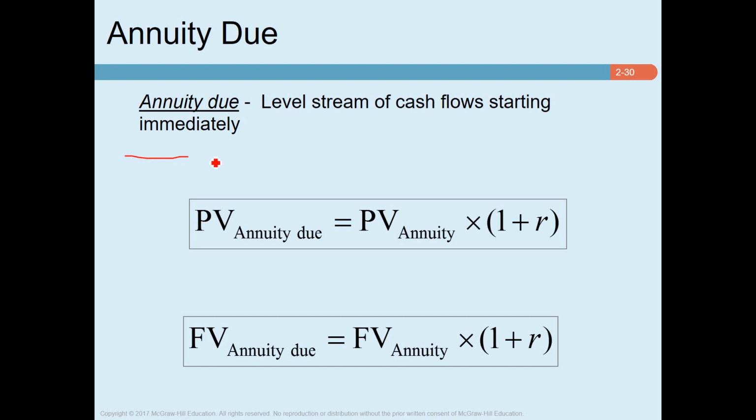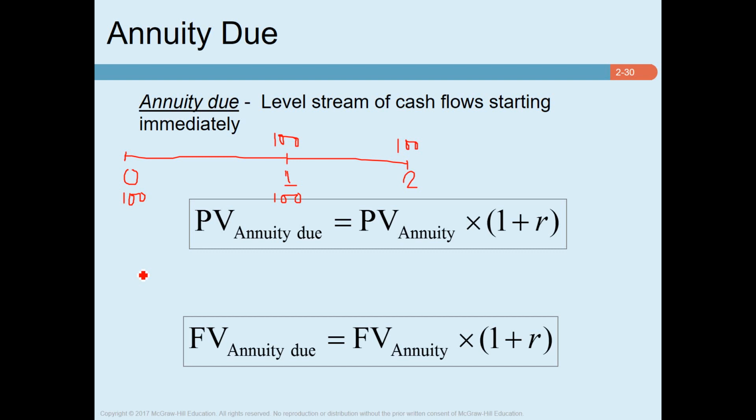Okay, let's say this is a timeline. This is period 0 and this is period 1. Okay, and let's say this is period 2. Now when we say ordinary annuity, the cash flow starts here. Let's say $100 and $100. This is ordinary annuity.